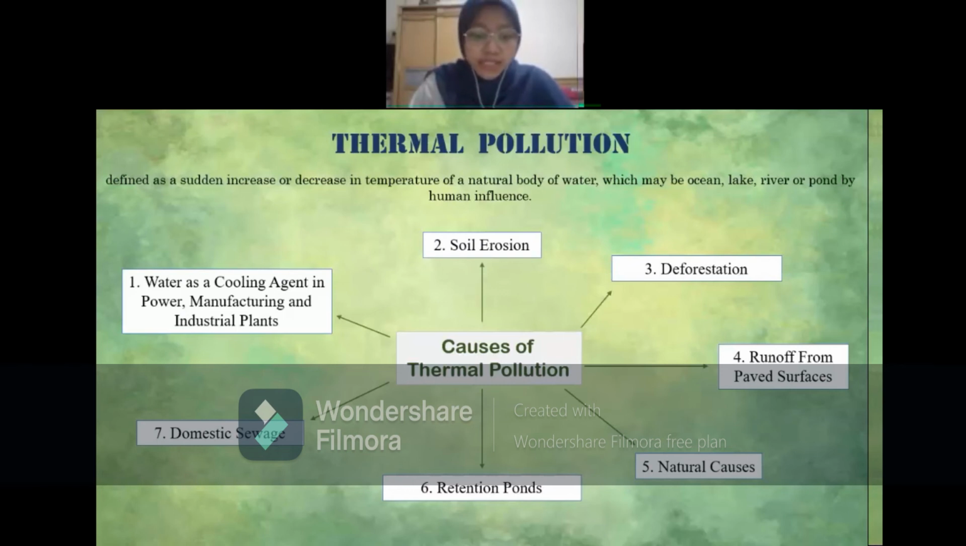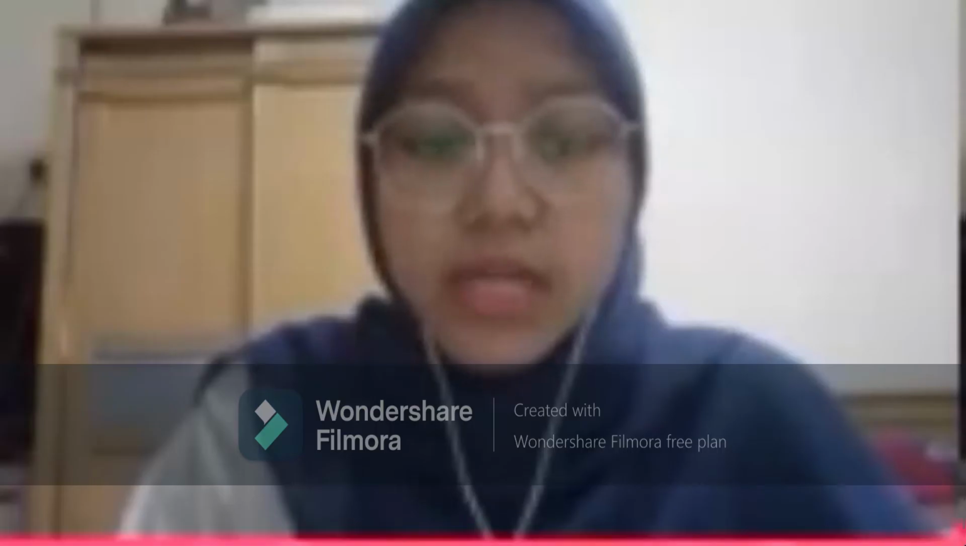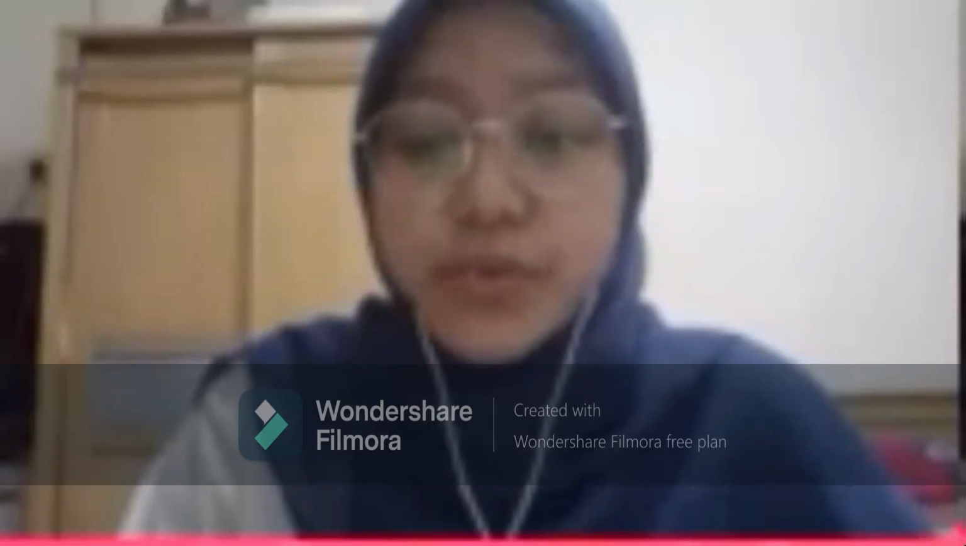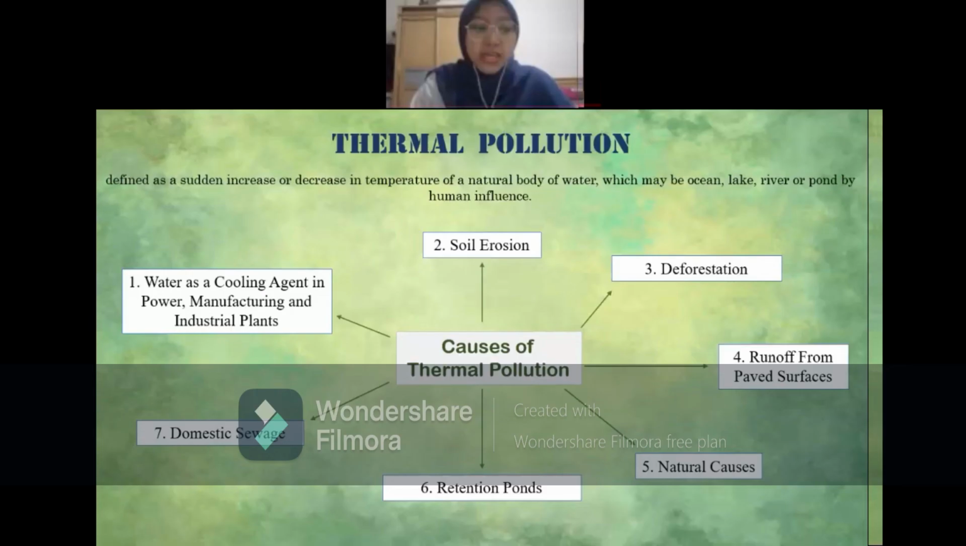Number six is retention pond. Retention ponds can be another source of thermal shock because the water bodies are relatively small and shallow and can absorb quite a bit of heat energy from the sun. When the water is pumped directly into a river, lake or bay, it causes a significant temperature increase.